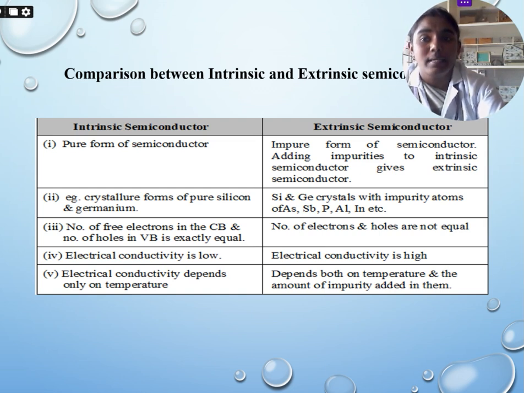Let me see the difference between the intrinsic and extrinsic semiconductor. Intrinsic semiconductor is the pure form of the semiconductor. But in extrinsic, we add impurities to the pure one. Example, we take pure silicon and germanium. In this silicon and germanium, we can add gold, bismuth, etc.